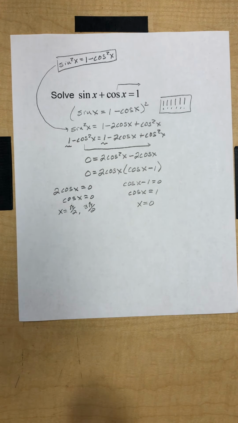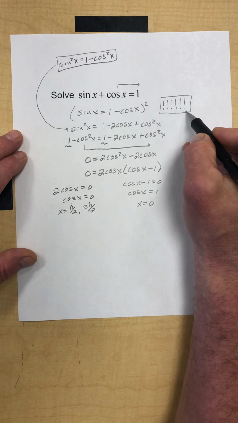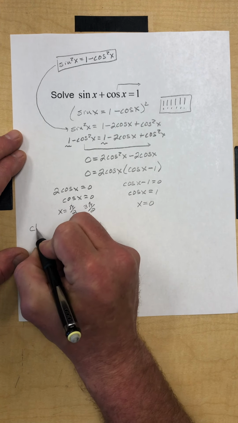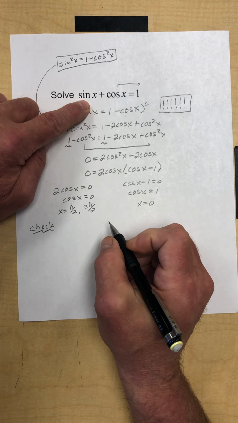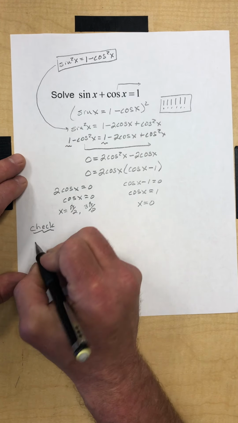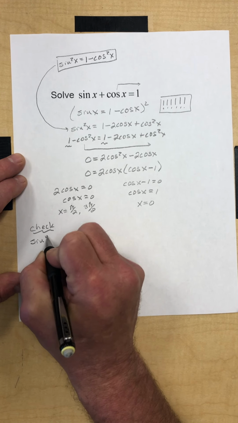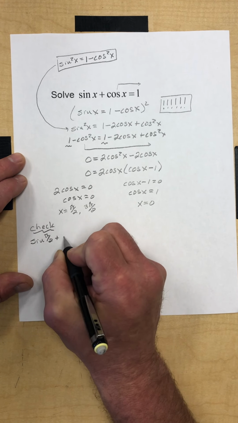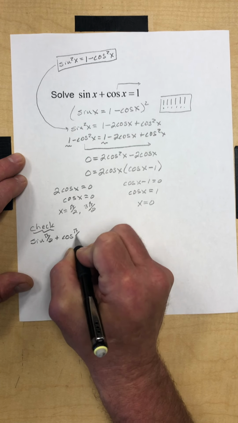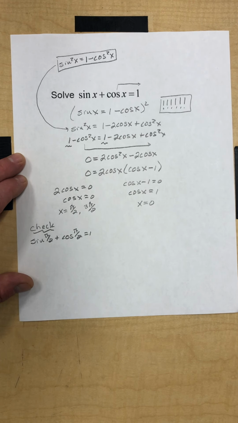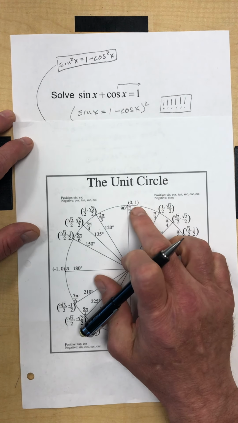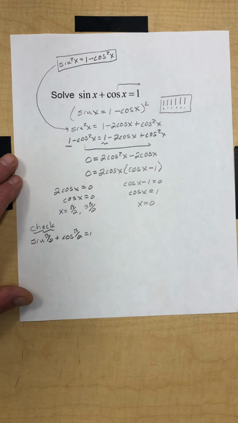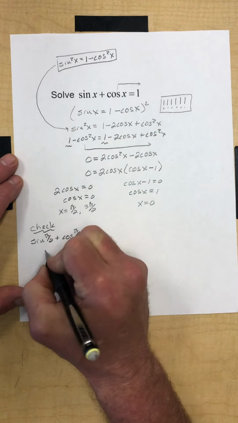And then we got to go check, because remember, we got to worry about extraneous solutions here. So go back up to the original one and check all 3 of those. So I say sine of pi over 2 plus cosine of pi over 2 equals 1. And then I go to my unit circle. What's happening at pi over 2? Well, sine is 1 and cosine is 0. So you get 1 plus 0 equals 1, and obviously that works out.